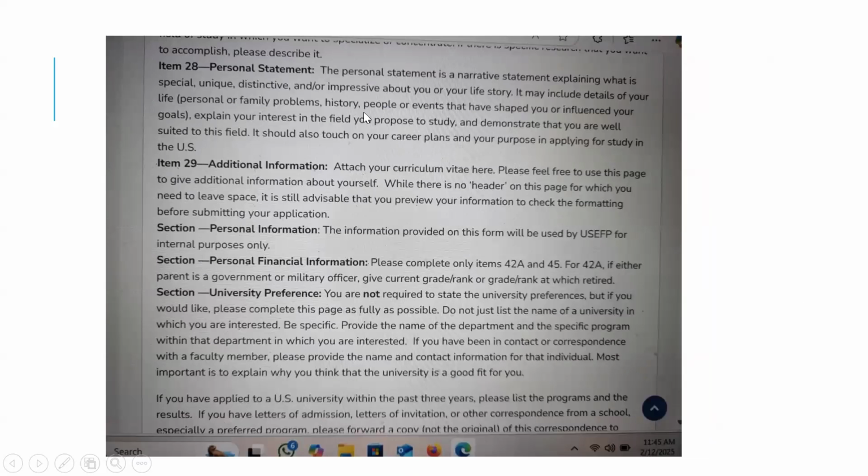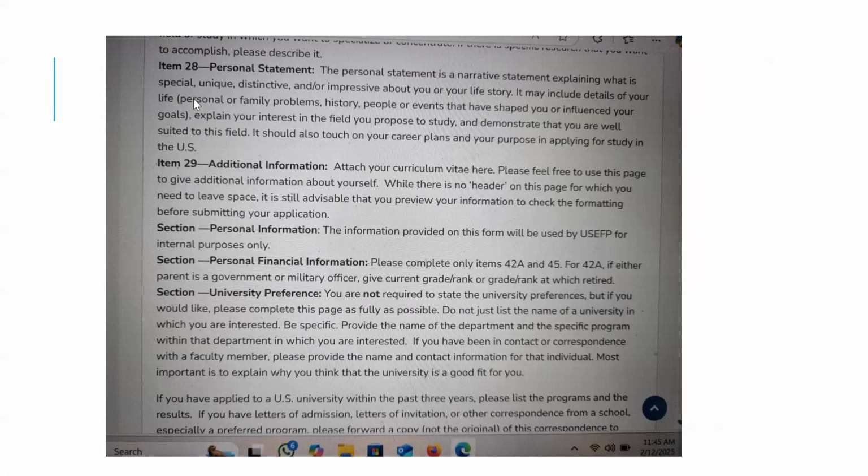All right. Item 28, personal statement. The personal statement is a narrative statement explaining what is special, unique, distinctive, and/or impressive about you or your life story. So now this is the part where you write about your life story. Every life story is unique. You must have faced certain challenges in life. So here you need to write how you overcame those challenges and how those challenges showed your determination in life and turned you into the strong person that you are today.